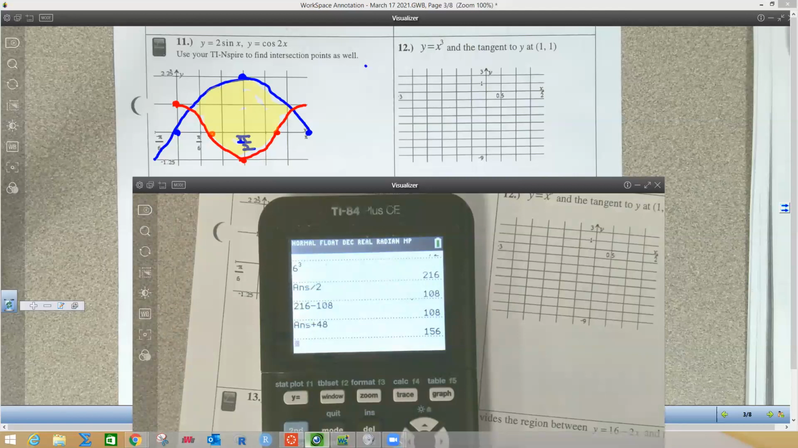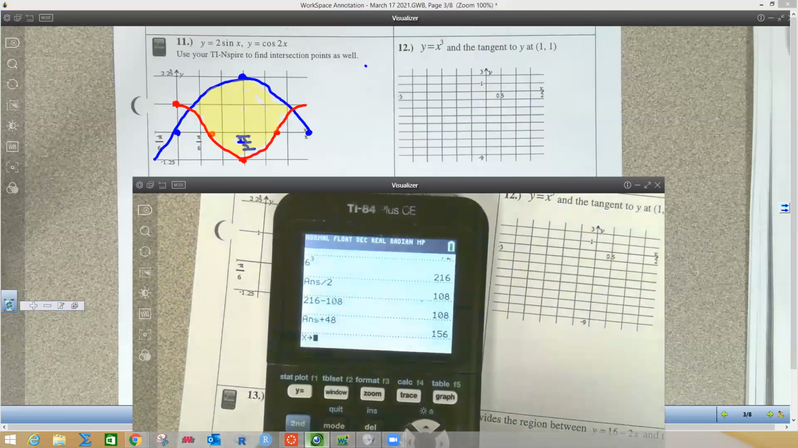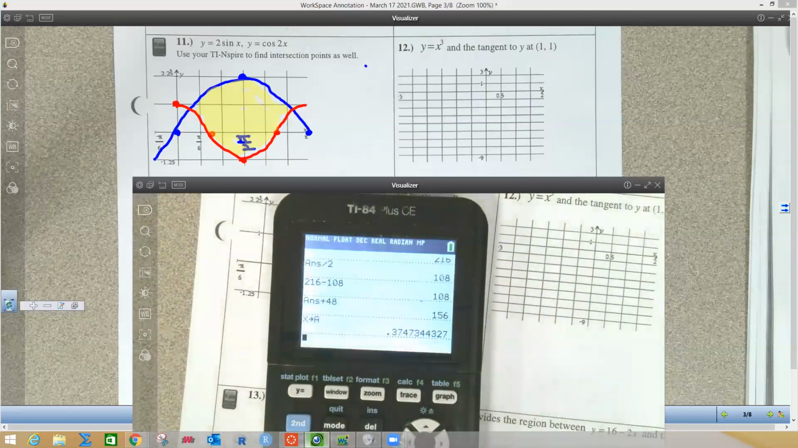So I'm going to hit second quit, and then I'm going to hit the x. I'm going to hit x, then alpha, and then I'm going to come down here to left of 1 and hit store, and I'm going to hit alpha A, and I'm going to put that into A. So there's that x-intercept. Now you should probably write it on your paper. I'm going to write it in a minute.